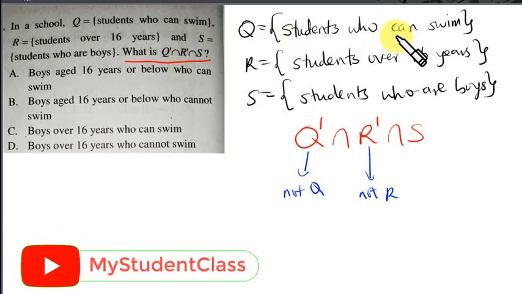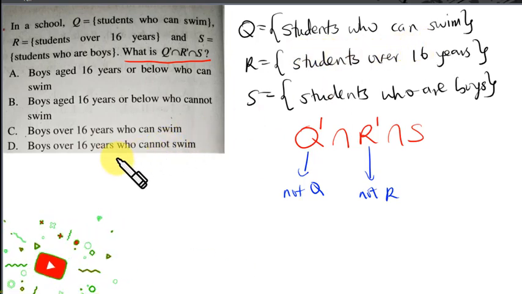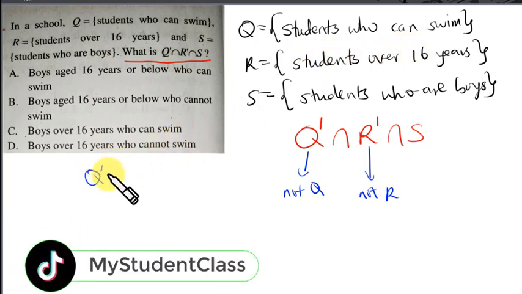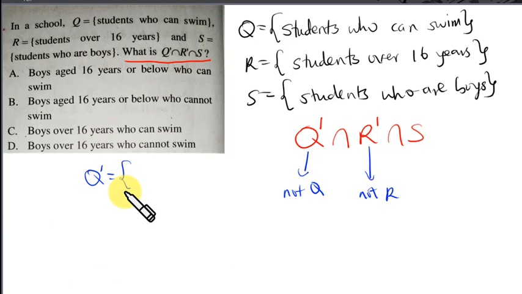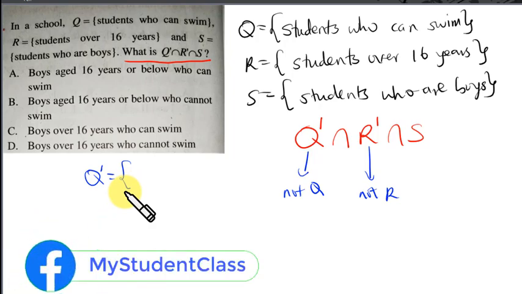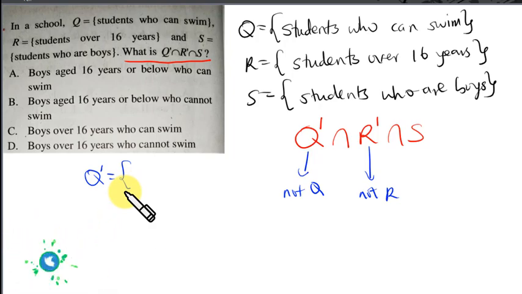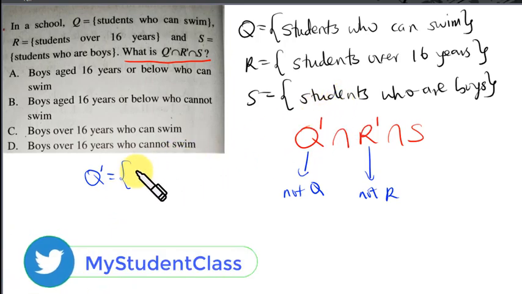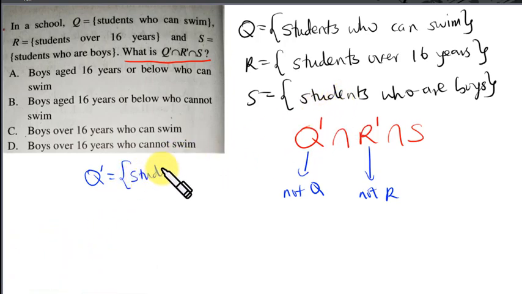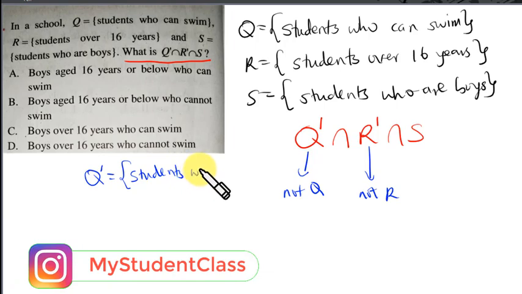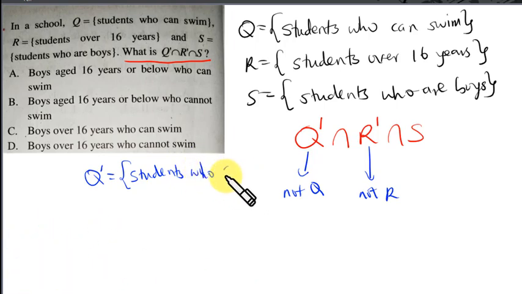Now, if Q is the set of students who can swim, then what do you think will be Q complement? Q complement will be the opposite, that is, the set that is not Q. So this will be students who cannot swim. If you can swim, you'll be in the set Q. If you cannot swim, you'll be in Q complement.